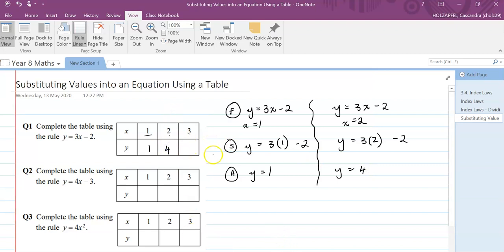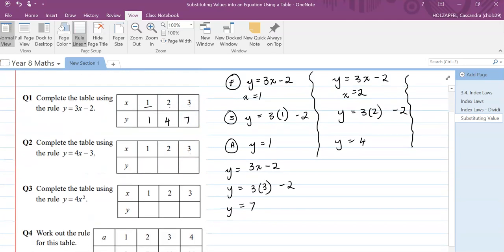All right, the last one that we're going to do is for x is equal to 3. So let's go ahead and I'll have to do this down here. So y is equal to 3x take 2, starting off with our formula. Substituting in our value for x, take away 2. 3 times 3 is 9. 9 take away 2 is 7. So then we can write this value in here. So we have y equal to 7 when x is equal to 3.